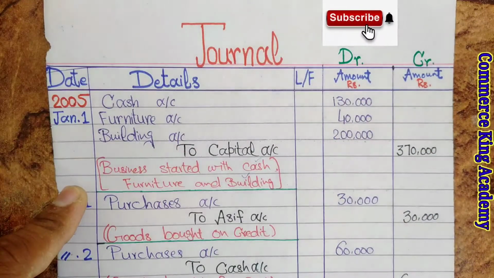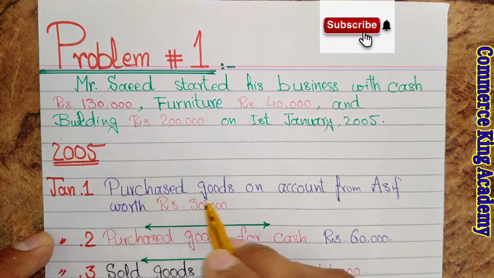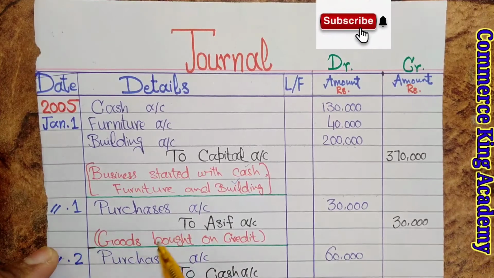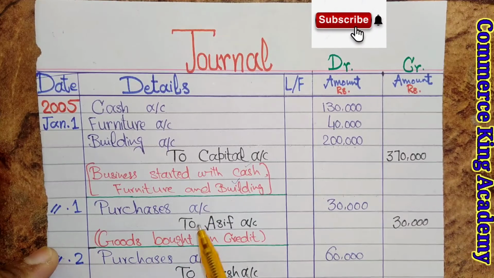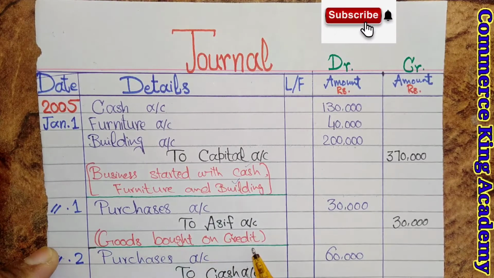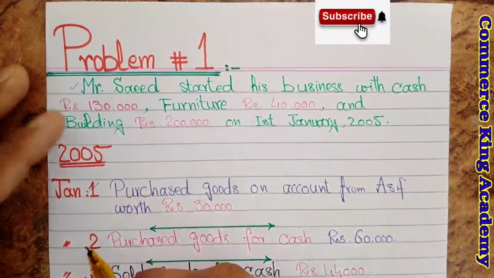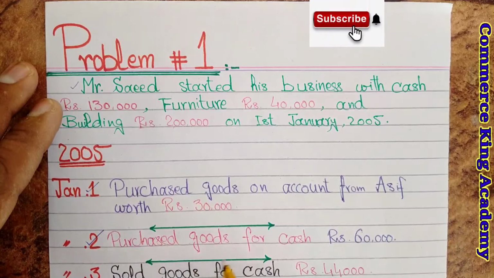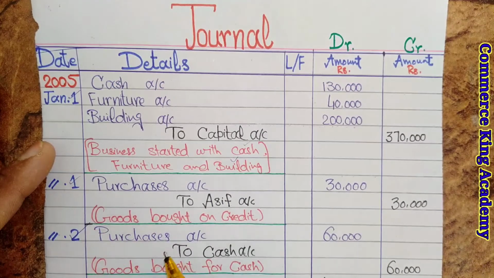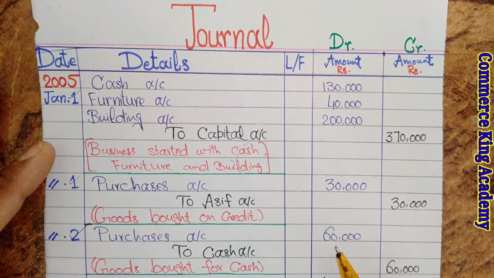Now we will move toward the next. Same date, Jan 1st. The next transaction is purchased goods on credit from Asif worth rupees 30,000. Jan 1st, purchases account will debit to Asif account credit, because goods were bought on credit basis. These are the amounts, debit and credit. The next transaction is Jan 2nd, purchased goods for cash amounting to 60,000 rupees. This is the journal entry: Jan 2nd, purchases account debit to cash account credit, because goods were bought for cash. These are the amounts 60,000 and 60,000.